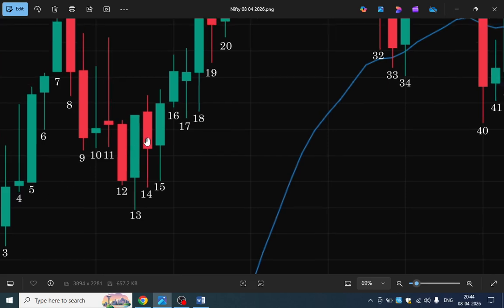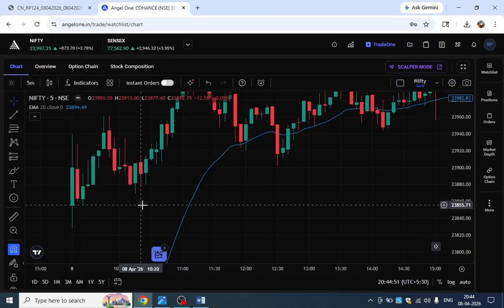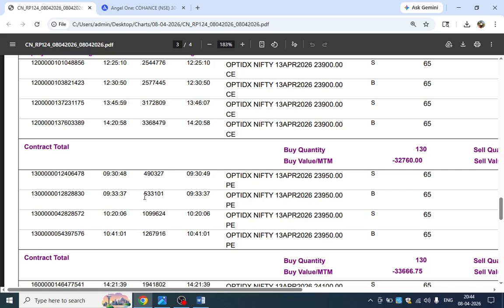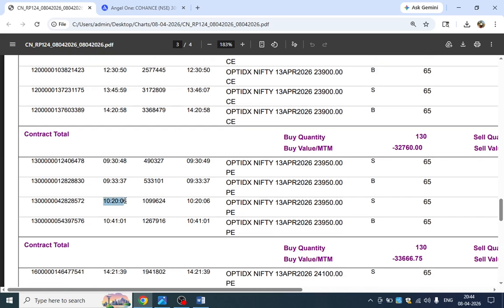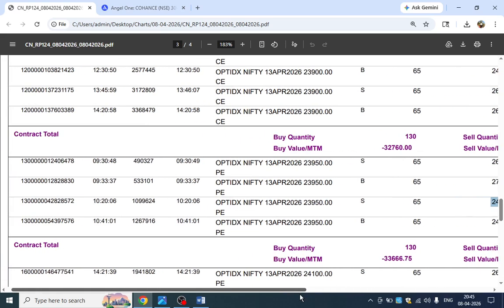I didn't make the mistake over here, and I got filled on this 14 bar. Let me show you what the time was. So this is around 10:20. This is my 10:20 and I shorted one PE. I shorted at 247. Okay, 247 rupees I shorted the put.